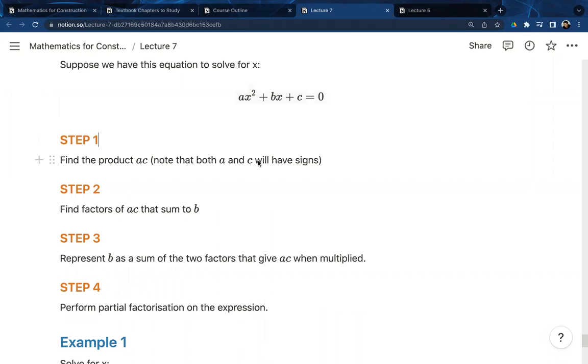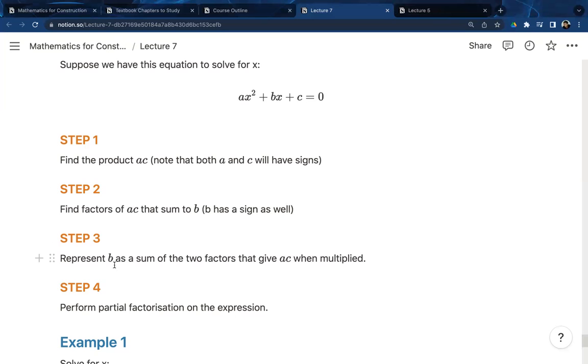They will have signs, so be careful. C could be negative, A could be negative. Find factors of AC that sum to B. Okay, so after I multiply A by C to get AC, let's find factors of that that add up to B. Remember, B has a sign as well, so be careful.